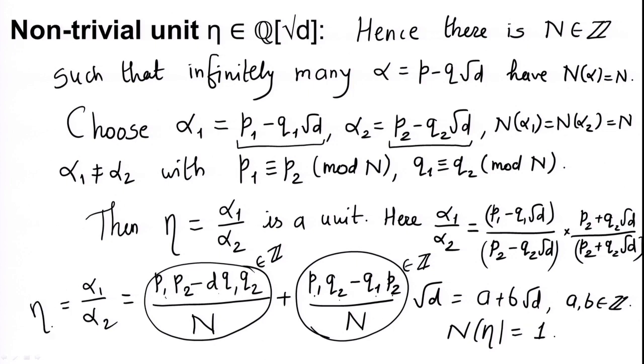So, we have proved that there is a non-trivial unit in Q(root d). So, this non-trivial unit must give rise to infinitely many units in Q(root d). So, we have proved the Dirichlet's theorem in this particular case.